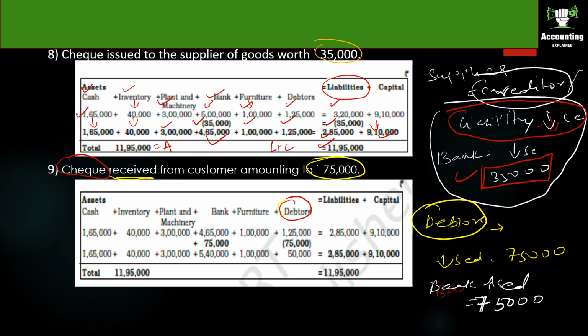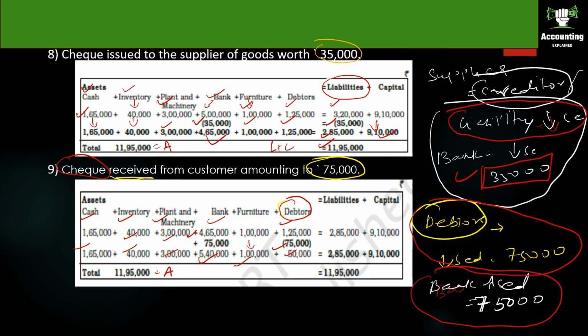So let us see from the last transaction's closing, cash. Cash is how much? 1,65,000 remains the same. Inventory, it is 40,000, remains the same. Plant and machinery 3 lakhs remains the same. Bank 4,65,000 from the previous transaction has to be increased by 75,000. So the new bank balance is 5,40,000. Furniture remains the same, and debtors have to be decreased by 75,000. 1,25,000 minus 75,000 is 50,000. Total of assets is 11,95,000. Next, liabilities, 2,85,000 remains the same. Capital 9,10,000 remains the same. So liabilities plus capital is 11,95,000.